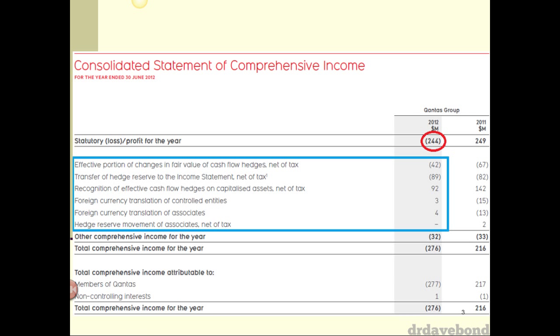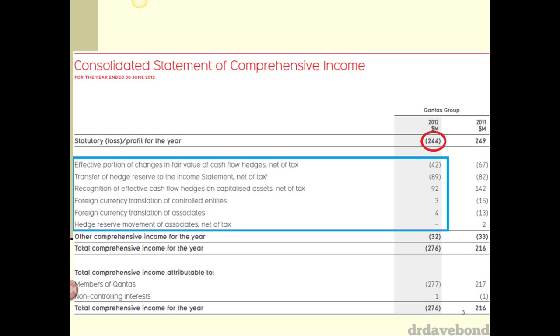What OCI is, and we're going to be touching on it again today as we go through the hedging situations, is that OCI comes underneath profit and loss. Ultimately, it feeds into what is total comprehensive income. So in total, in terms of all the income type events that have happened, Qantas has had a loss of $276 million and equity has dropped by that much. But of that 276, $32 million of that was other comprehensive income.